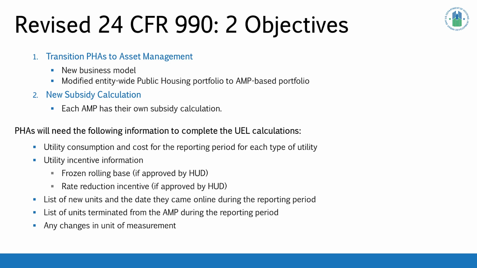There were some overarching factors that determined how to take certain developments and combine them into an AMP. They looked at geographic location, they looked at how large the AMP would be, as well as the type of tenancy, whether it's elderly or family. In addition, the type of units. Was it high-rise, garden-style walk-up, scattered sites, and so forth?